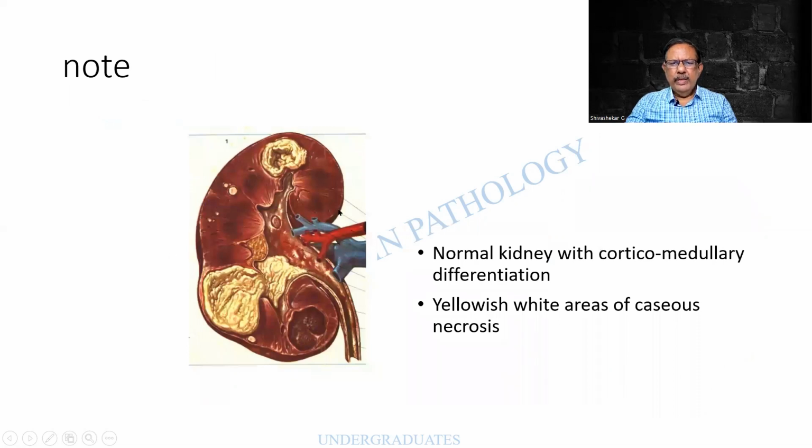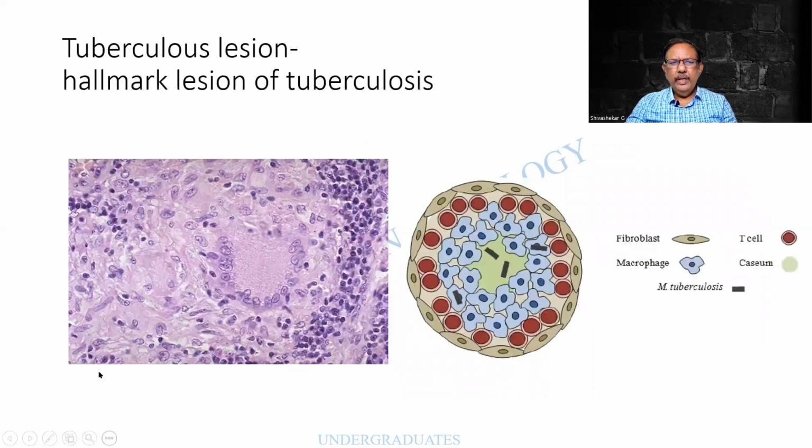This is a superb schematic diagram over here. I am able to see the pyramids and then there is a cortex over here. But more important will be the yellowish gray areas of necrosis. Caseous necrosis, cheese-like. This is the hallmark of any tuberculous lesion. It can be lung, it can be intestine, it can be meninges.